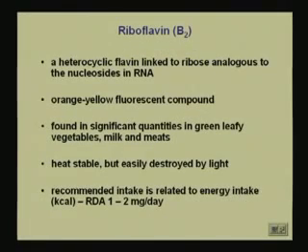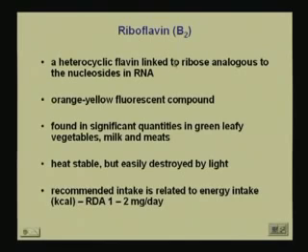Vitamin B2, riboflavin. What we have here is a heterocyclic flavin, we will see what that is in a moment, linked to a ribose analogous to the nucleosides in RNA. We now know what a nucleoside is. What is a nucleoside? You have a sugar linked with a base, that is a nucleoside. It becomes a nucleotide as soon as you have a phosphate linked to it.